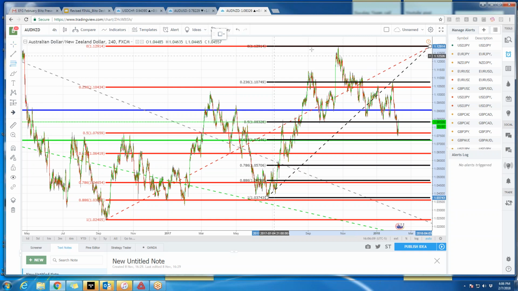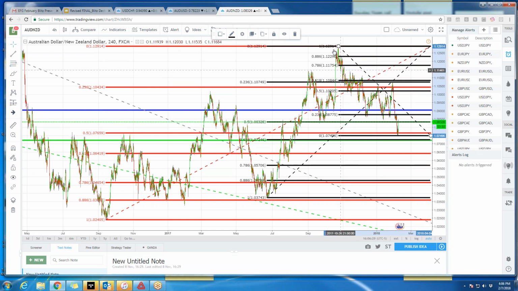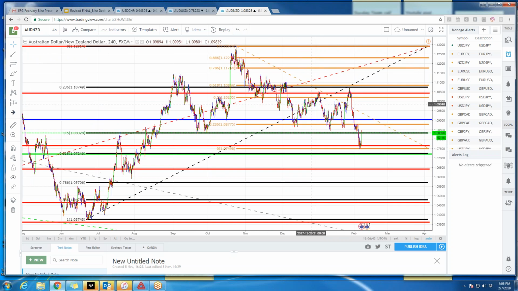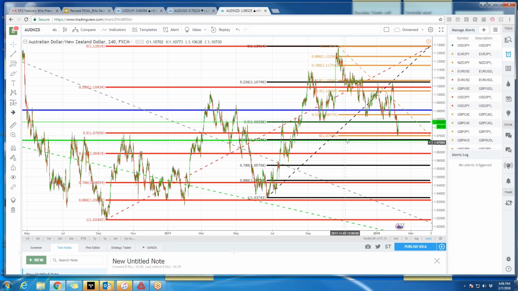Then we have another one. I don't know if you see it. See this sequence. All right, so AUD NZD, is that what they said? AUD NZD, yep.